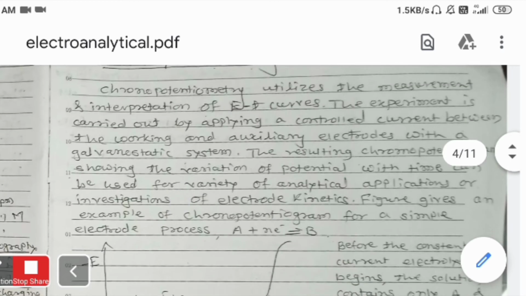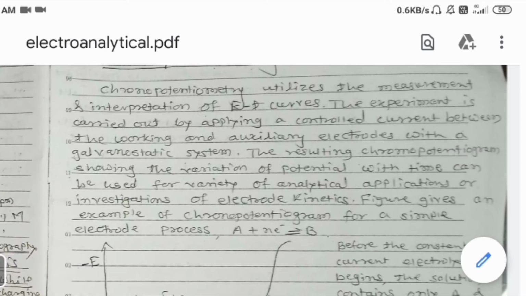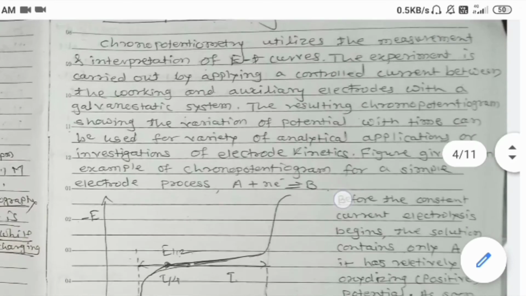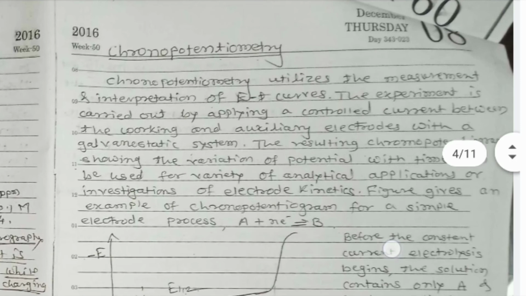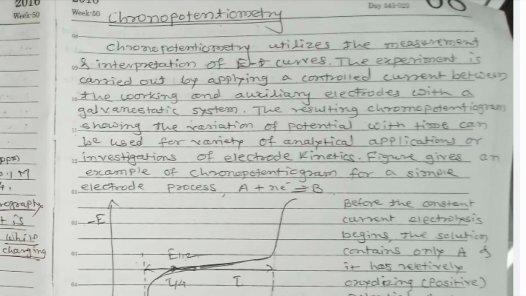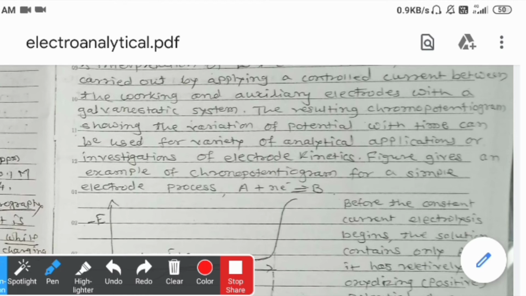The first technique is chronopotentiometry, which uses the measurement and interpretation of EMF against time. The experiment is carried out by applying a controlled current between the working and auxiliary electrode with the galvanostatic system.